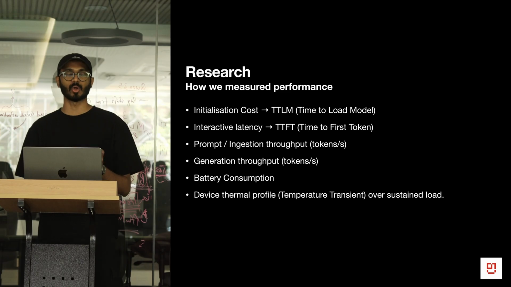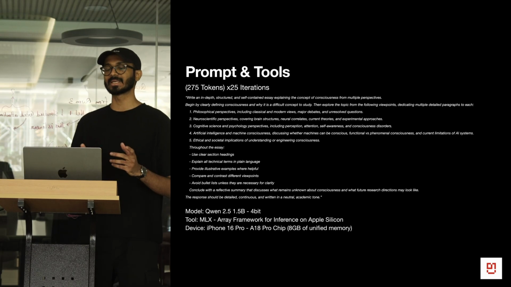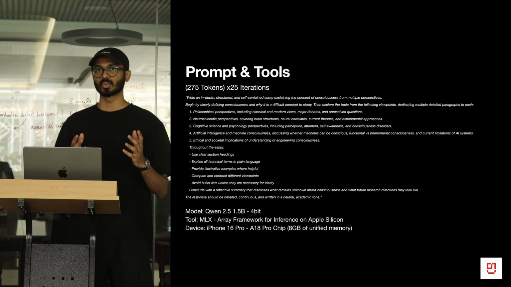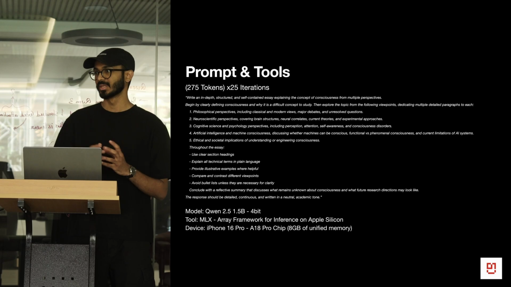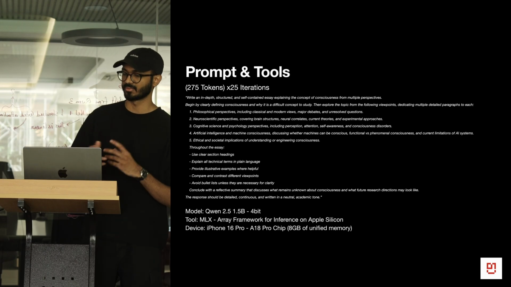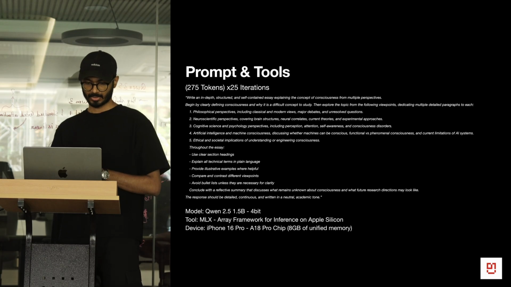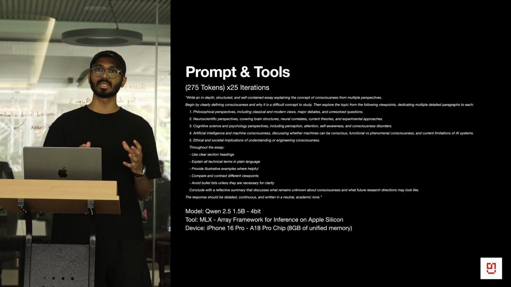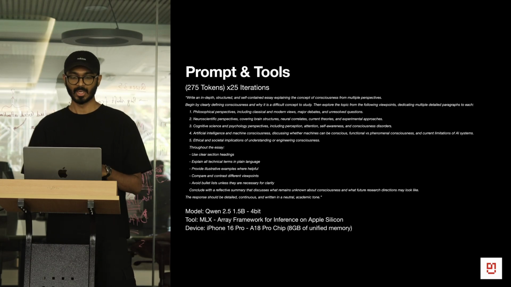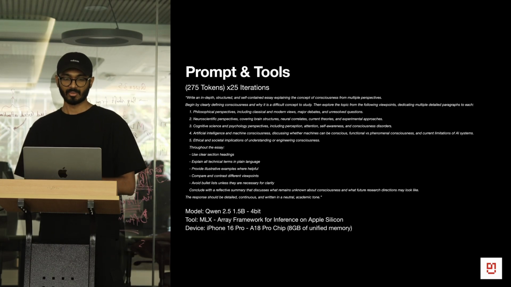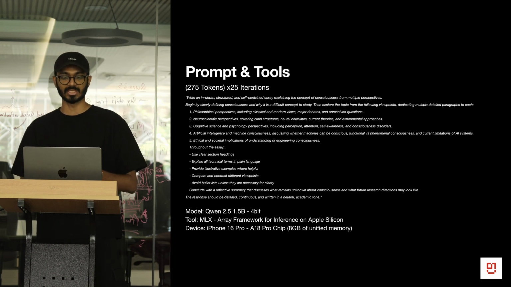So this is the prompt that we tested. It's around 275 tokens over 25 iterations. It's a detailed prompt that tries to make the LLM answer some questions about consciousness. You can give it a quick read if you're interested in what the prompt is. The model that we benchmarked on is Qwen 2.5 with about 1.5 billion parameters quantized to 4 bits. We're using MLX to run the inference on an iPhone 16 Pro with 8 GB of unified memory.